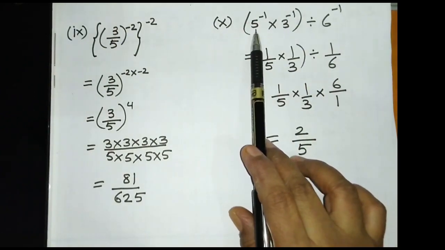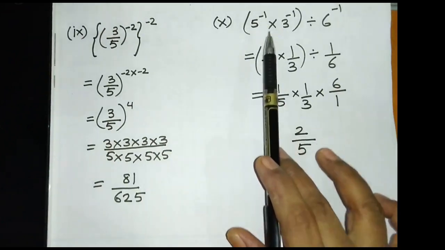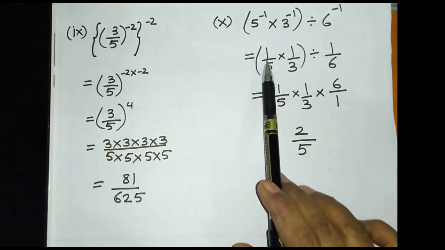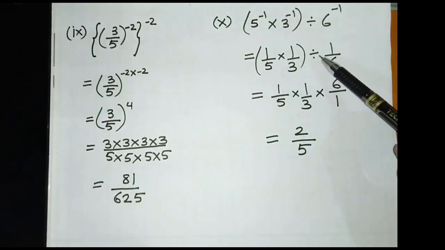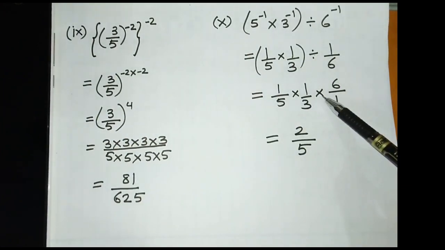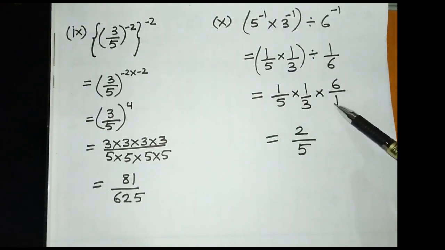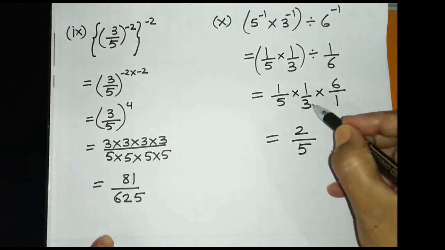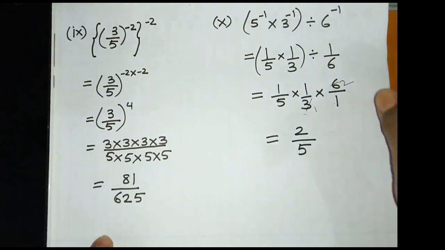Next, 10th sum. 3 negative powers will change to positive first. 1 by 5, 1 by 3, 1 by 6. Now this division sign is converted to multiplication. Reciprocal we have to write. So 1 by 6 becomes 6 by 1. After cancellation, we get answer 2 by 5.